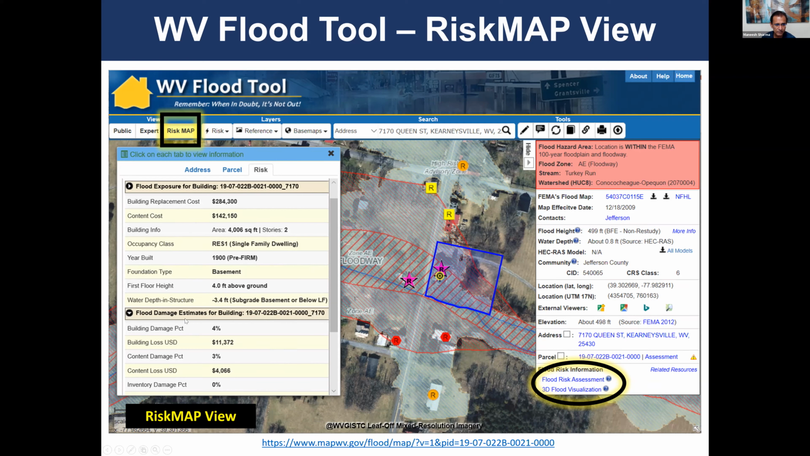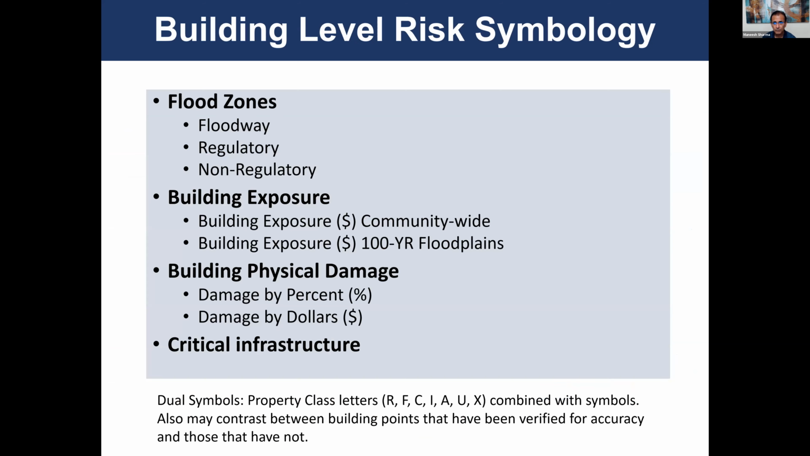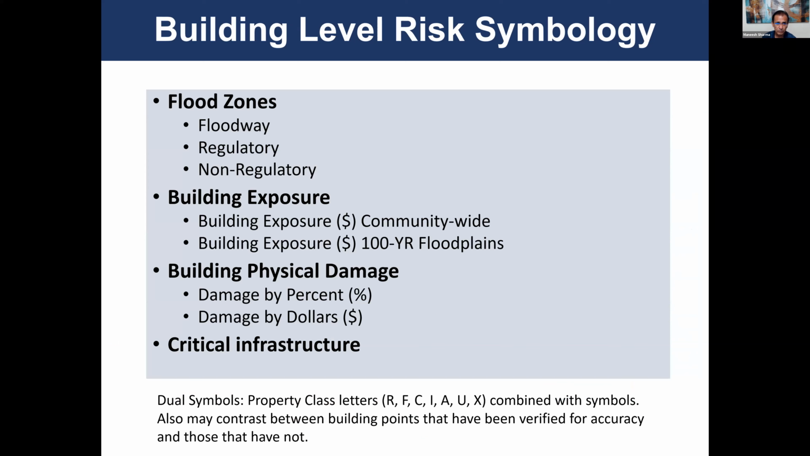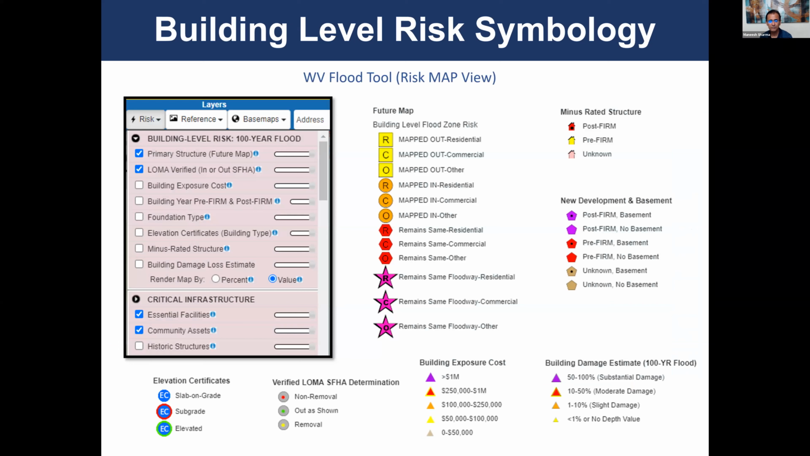And then the second part here, flood damage estimate. This is what output comes out of the models. So this is showing you how much damage will be there, right? Building loss and everything. So some of the symbology, like in the previous one, this all is new symbology here. In the flood zones, we have floodways, regulatory, non-regulatory, and then building exposure, building physical damage by percent, by dollar, critical infrastructure. So a lot of different symbology has come in the risk tab.